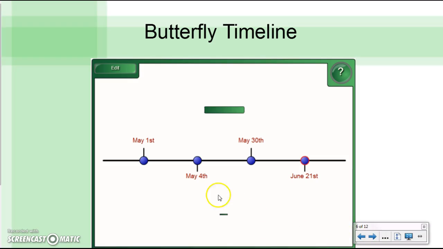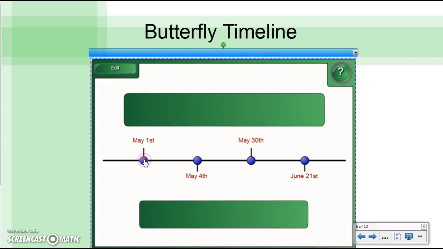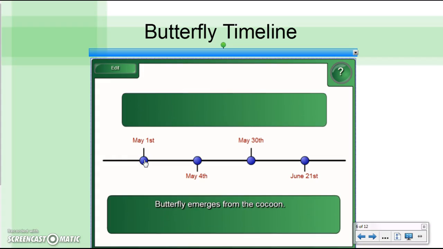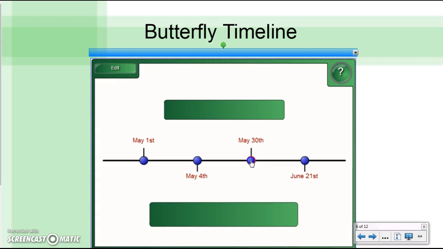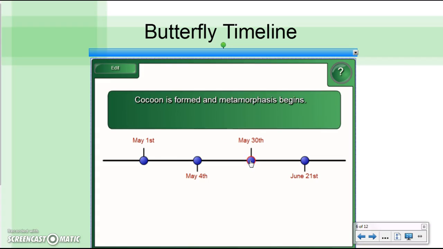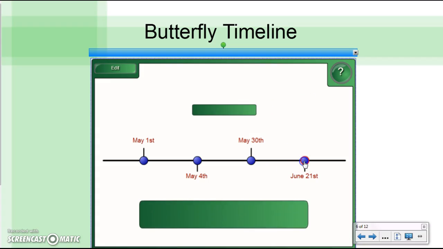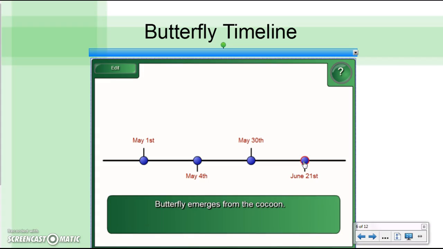All right, boys and girls, let's get back to our lesson. Okay, the next thing we're going to look at is a butterfly timeline. The first step is the egg is laid. The second step is the butterfly emerges from the cocoon. The third step is the cocoon is formed and metamorphosis begins. And the fourth and final step is the butterfly emerges from the cocoon.